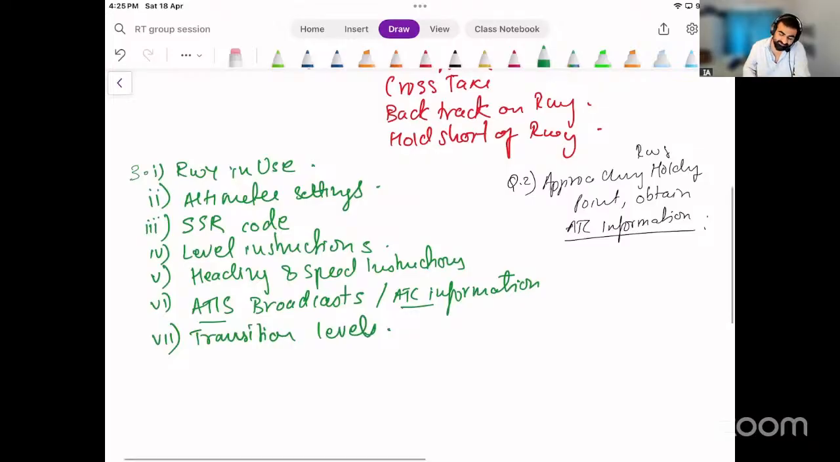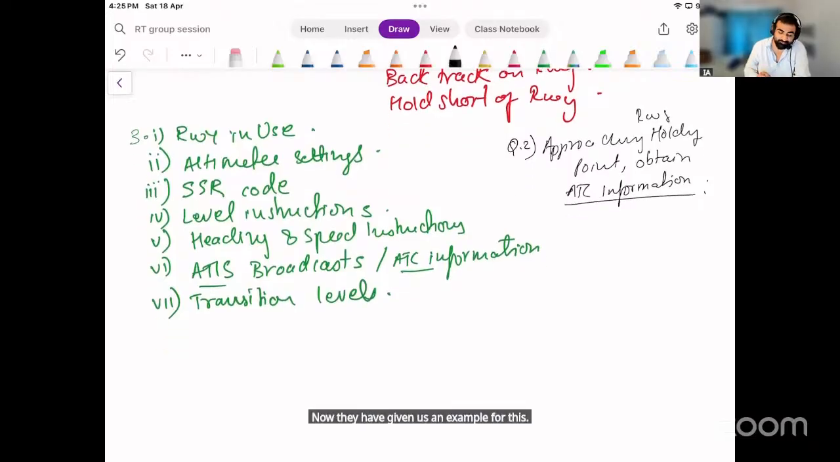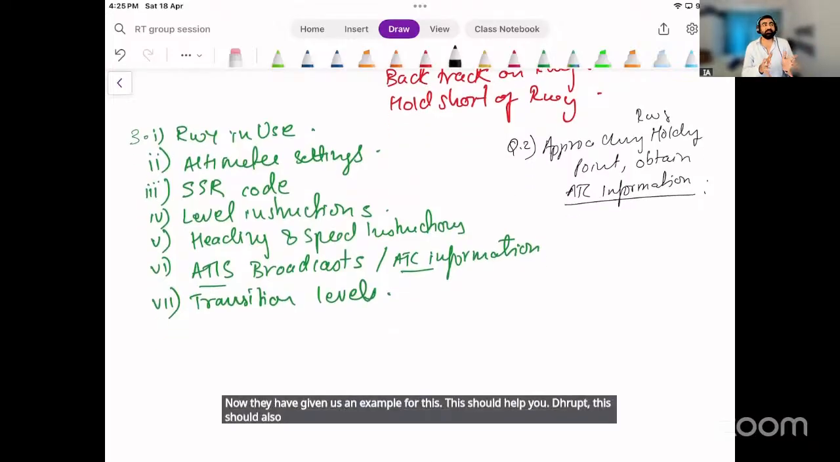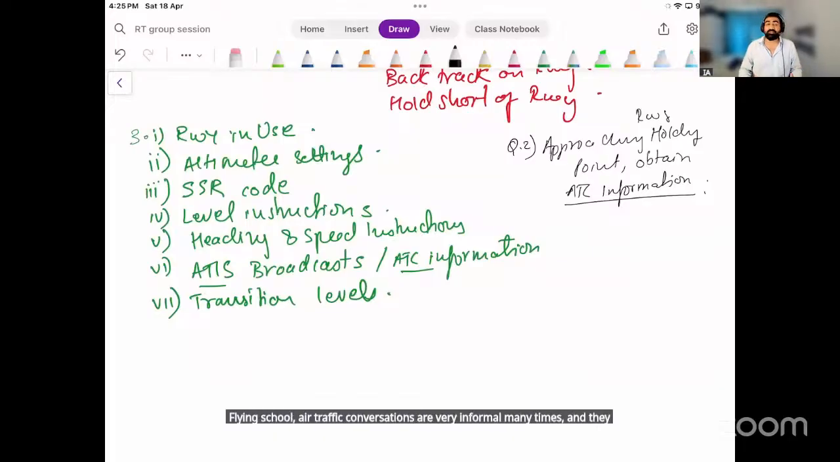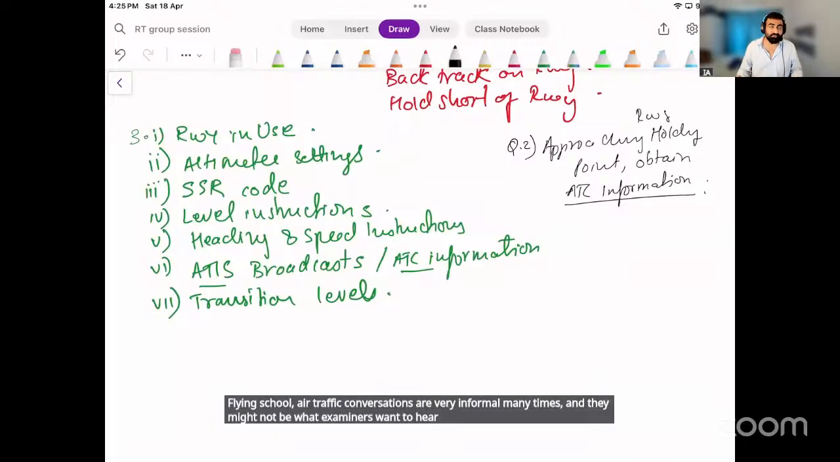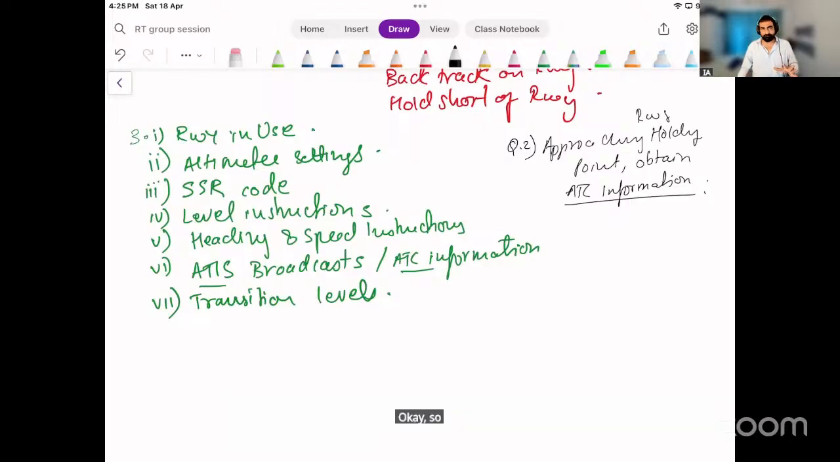Now they have given us an example for this. This should help you. Dhruv, this should also help you determine the difference between what is being done there and what you have to do. Flying school air traffic conversations are very informal many times, and they might not be what examiners want to hear. Okay, so be very careful.